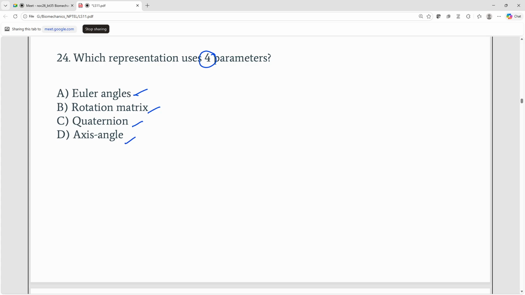Correct answer is option C, quaternion. As discussed before, a quaternion has a plus bi plus cj plus dk. So, 1, 2, 3, 4. Euler angles have only 3.